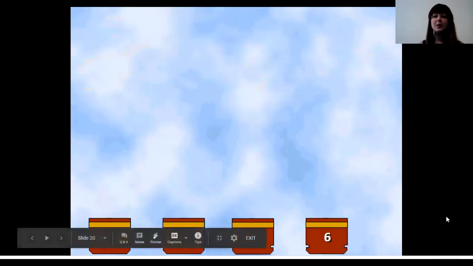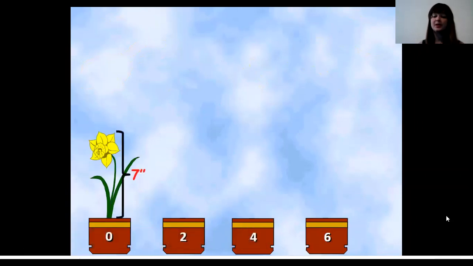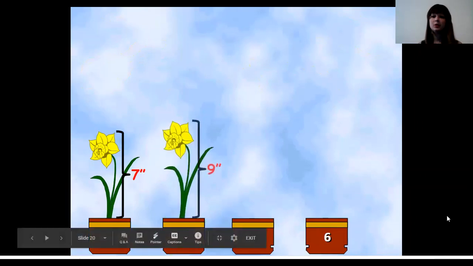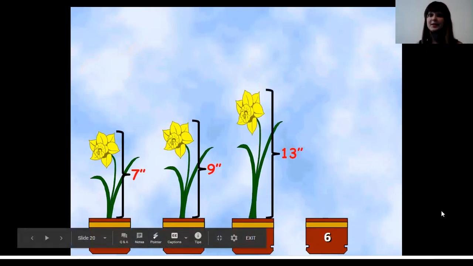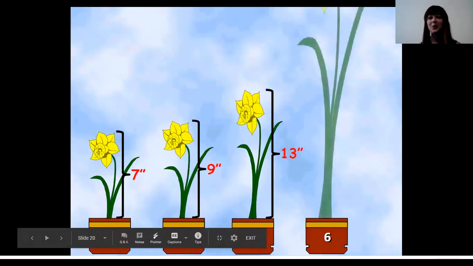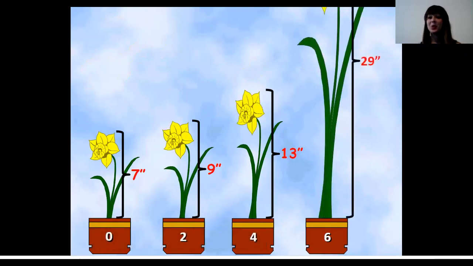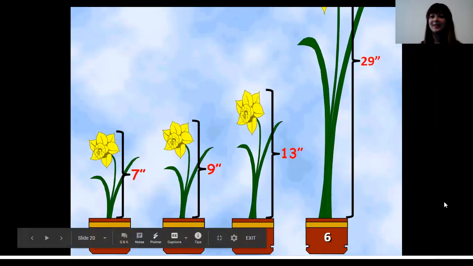So here's our experiment. We have our plant with 0 drops and it grew 7 inches. Our plant with 2 drops of fertilizer grew 9 inches. Our plant with 4 drops of fertilizer grew 13 inches. And our plant with 6 drops of fertilizer, let's see. Whoa! So this plant grew a whopping 29 inches, obviously a little exaggerated for the sake of this experiment.